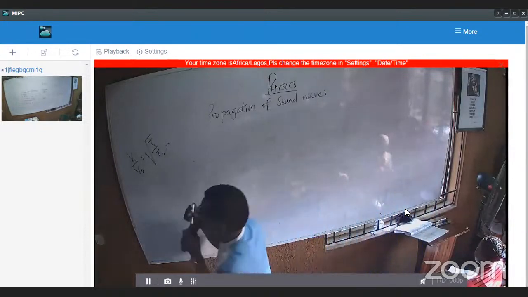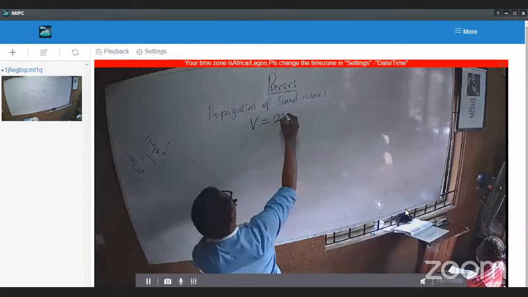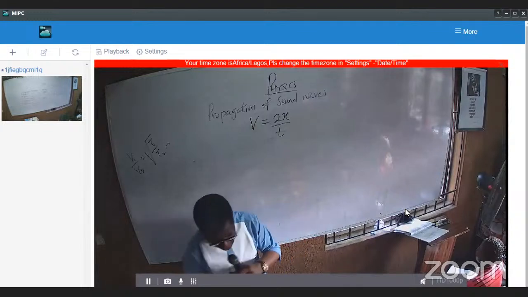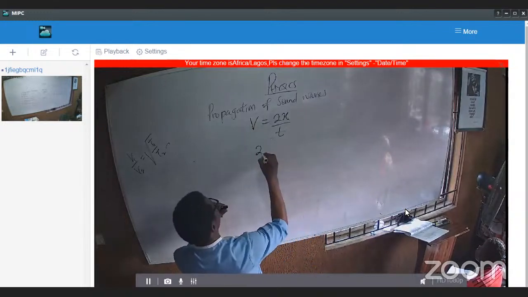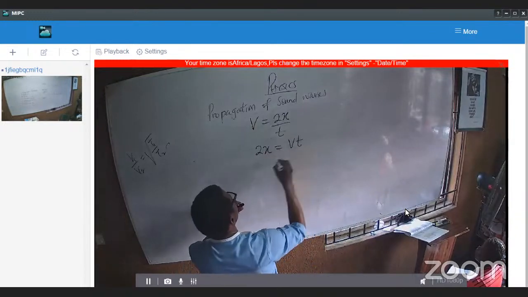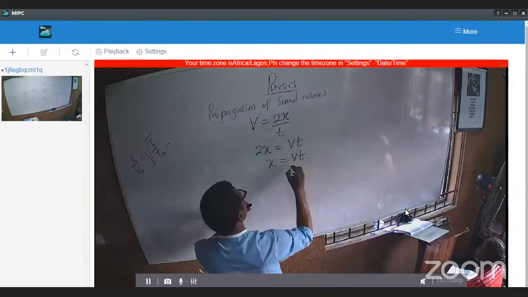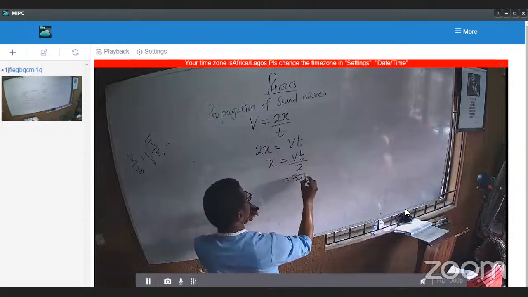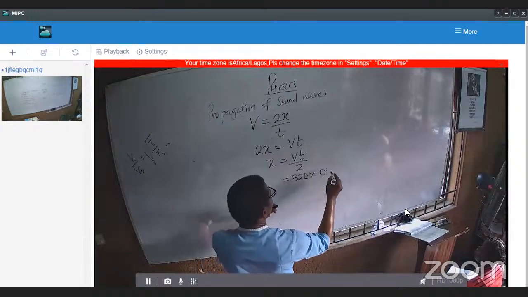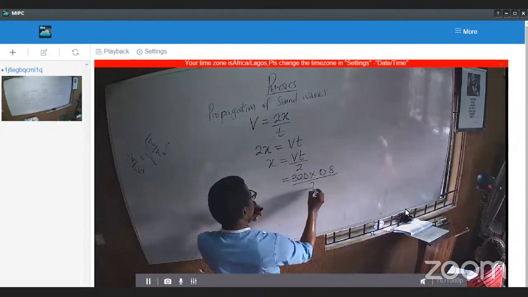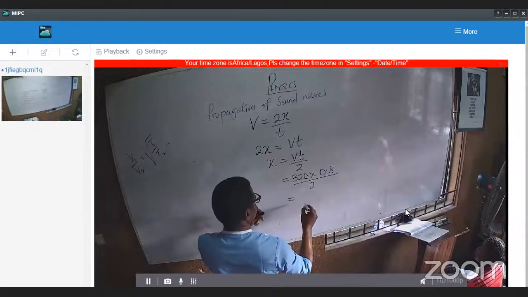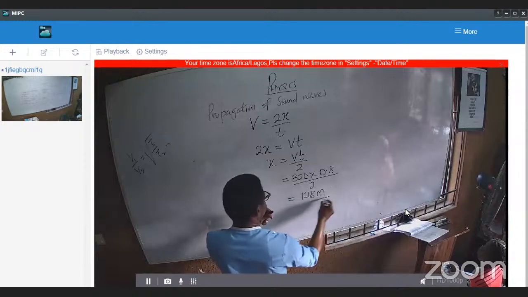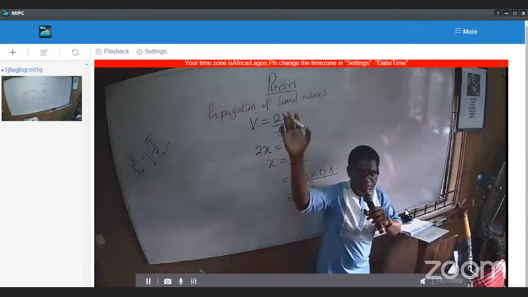So our speed, V is 2s over t. What are we looking for? Is it distance or velocity? So you have 2s is vt. So our s will now be vt over 2. What's that v? How much? 320. What's time? 0.8 over 2. What's the final answer? 128 meters. That's your answer. Raise your hand. Very good.